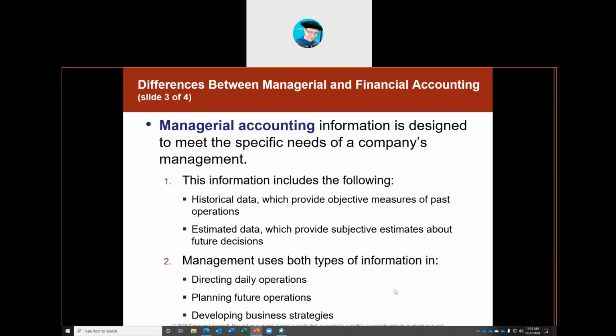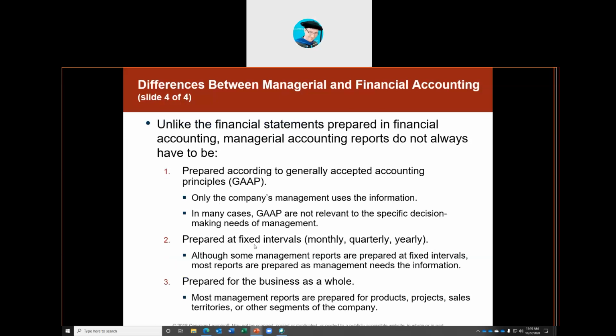In managerial accounting, we focus on the management of the company and the specific needs. That's used by managers, planners, organization leaders, people within the company. It focuses on historical data used to provide measurements of the past and also to provide estimates for the future. And all of these help managers to make decisions on the company.